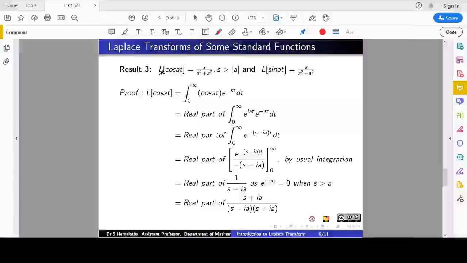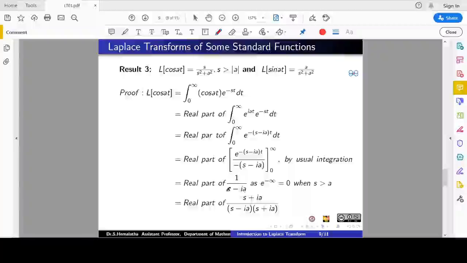Third is the Laplace of trigonometric terms, cos and sine terms. Cos at is s by s square plus a square. This can be derived in two ways, by writing the e power i theta plus e power minus i theta by 2 formula also. But here I have used the real part discussion. So I have written cos at as the real part of e power i at using Euler's formula. We have clubbed it again, and the same way you integrate, you get this step.